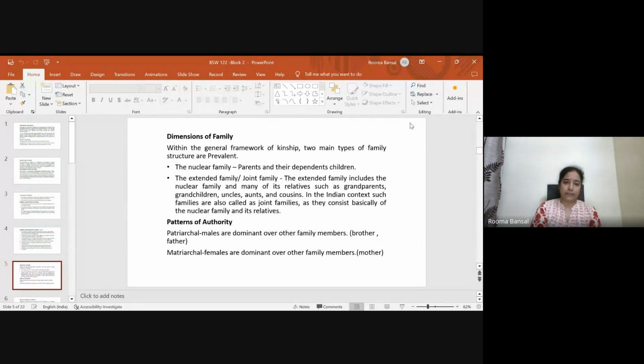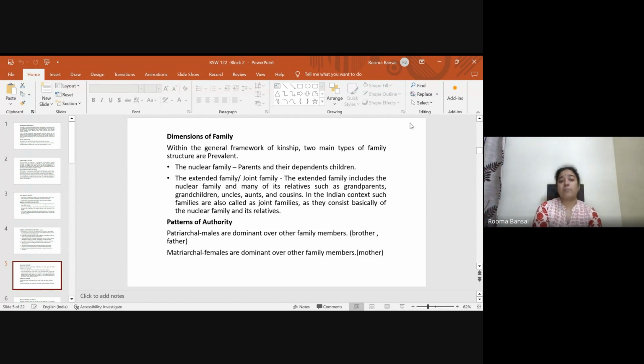Pattern of authority. Every family has a different pattern of authority, though they are from different castes, different religions, and different states of any country. Number one, patriarchal family, where males are dominant over other family members, like they have the authority to take decisions. They are the decision makers. That is called a patriarchal family, where we have our father or any male member of the family as head of the family.